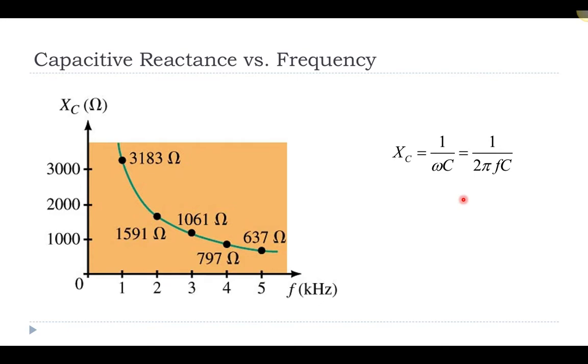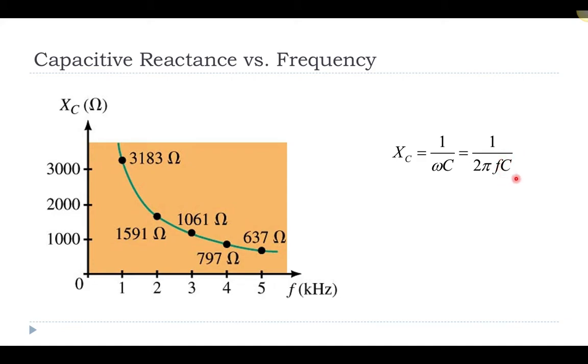If we were to make a plot of the capacitive reactance versus the frequency, we would see that there's an inverse relationship. So the capacitive reactance is inversely related to the frequency, and it's inversely related to the capacitance. So what does that mean? So let's think about the capacitance.